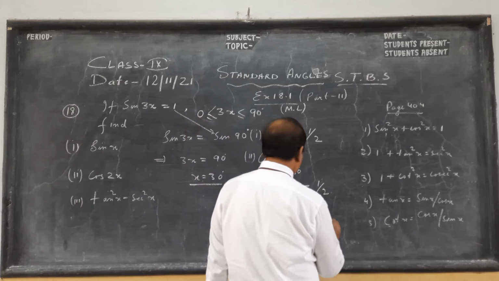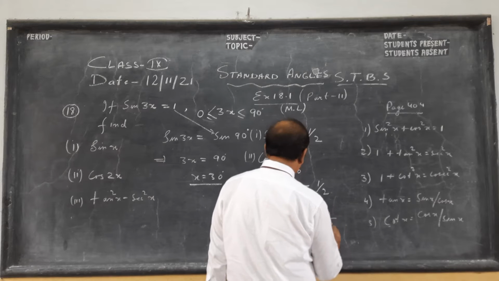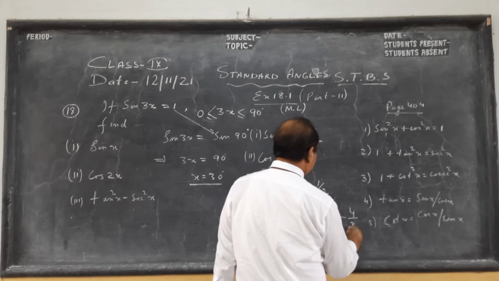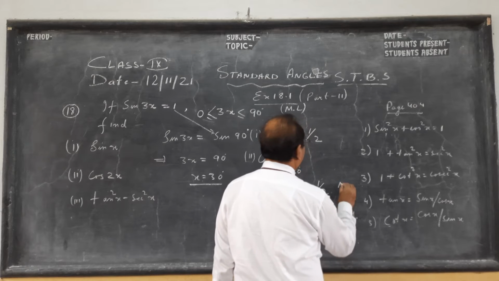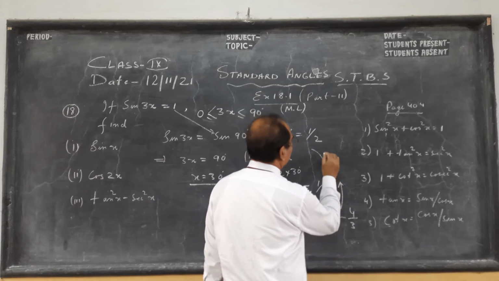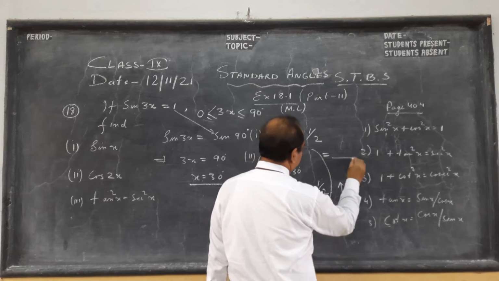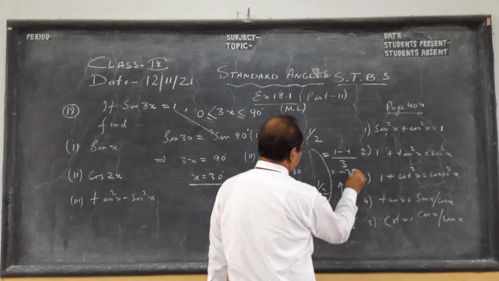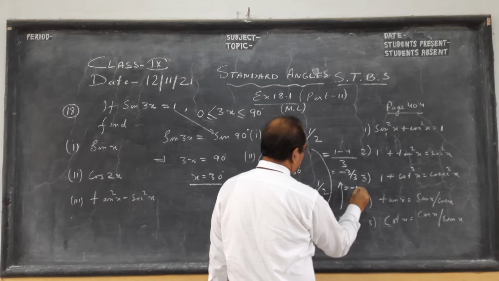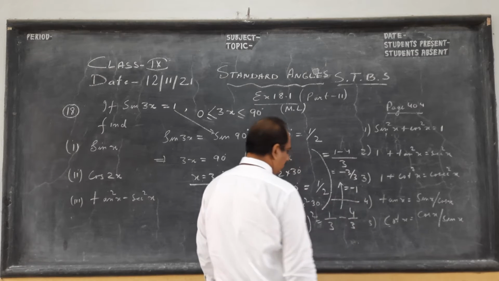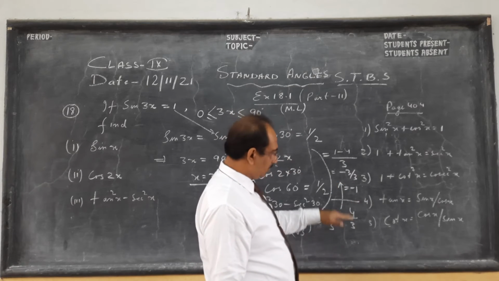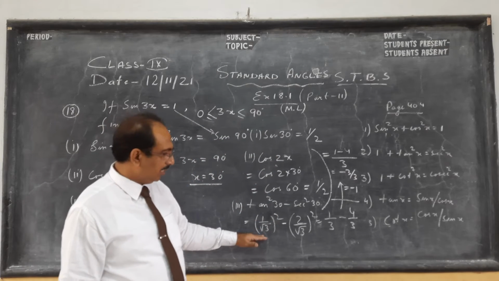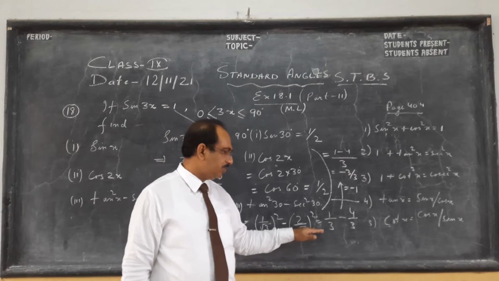Let us solve and see what we get. Squaring, this is 1 by 3 and this is 4 by 3. Taking the LCM, we get 3. 1 minus 4 is minus 3 by 3, so we get minus 1, children. Once more: tan square 30 is 1 by root 3 whole square minus 2 by root 3 whole square.